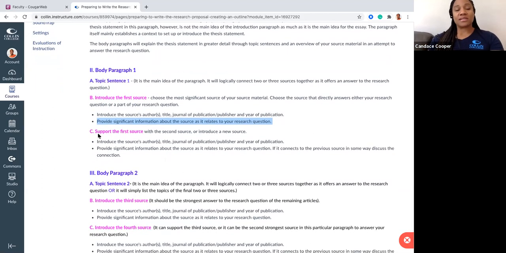The next part is that you will then offer a second source, right, that in some way relates to the first. And again, you will introduce the source using an introductory statement, if you will, and then you will provide significant information about the source as it relates to your research question. All right, so these two should go together in some way, source 1 and source 2, and you will want to make sure that you communicate how they work together, or use terms that clarify the connection between these sources in the topic sentence.